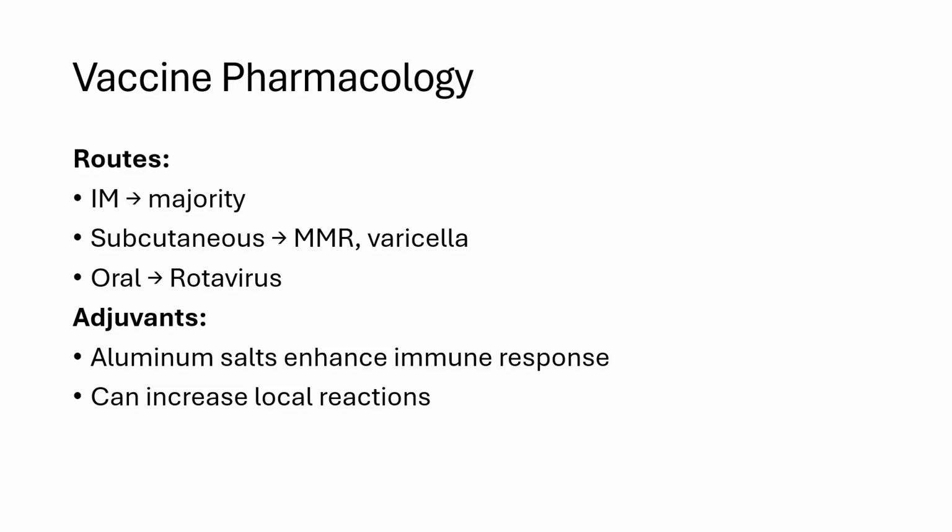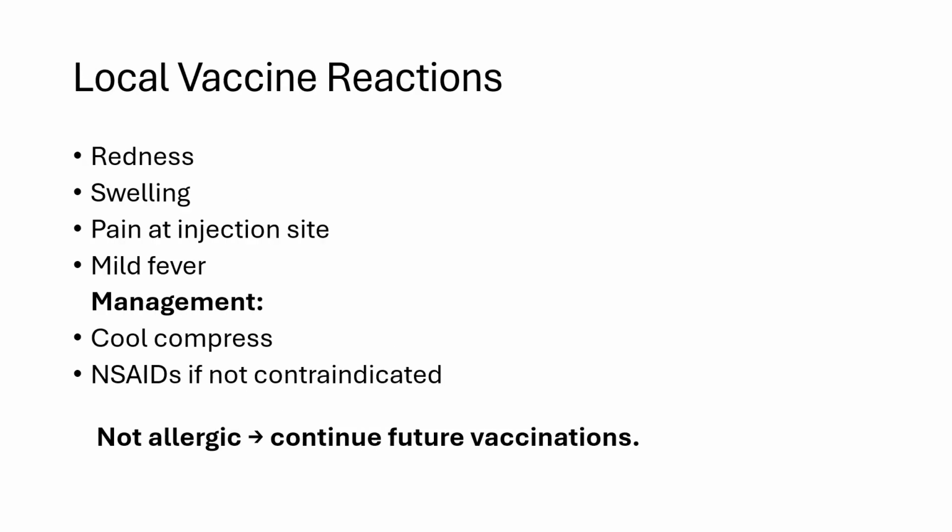Our adjuvants, so these are substances added to vaccines to boost the immune response. So some of the things you would hear about are aluminum salts are common adjuvants. When they have these adjuvants, you may see more vaccine site reactions, so swelling, redness, pain at the injection site, but in general, these are added to help produce that stronger, longer lasting immune reaction.